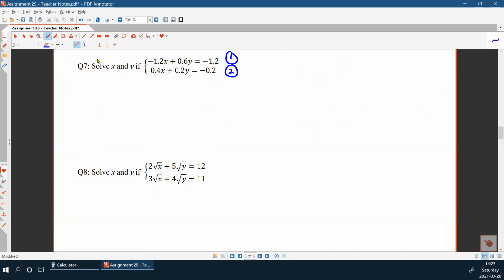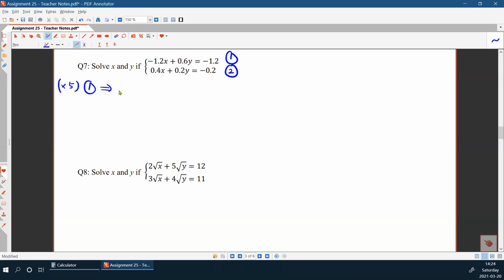So what's the difference between question 7 and the above simple systems? Question 7 has decimals, right? So usually we don't like decimals. So you can try to convert it to integers. Okay, how to convert them into integers? Note that you can times 10 to both sides of equation 1, right? However, I think 5 is a little simpler because if you times 5 to both sides, you will get integers as well. So let's times 5 to both sides of equation 1.